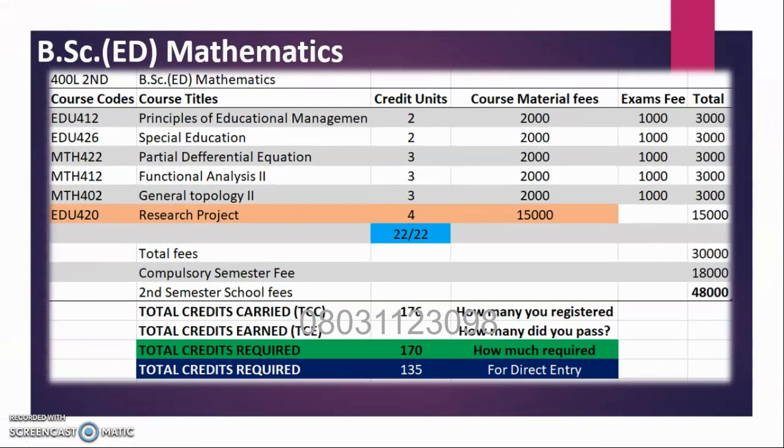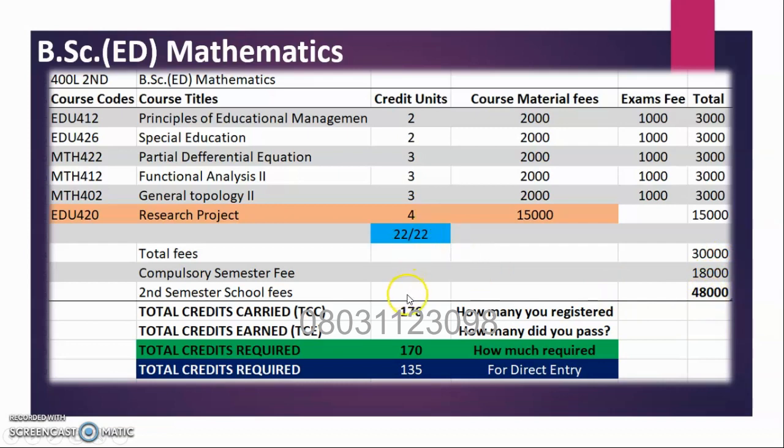And your final semester, you have these courses here, which include your research project of 15,000. Fees put together, no exam fees for projects, as I've said earlier. Put this together, you have 48,000 as your fee.